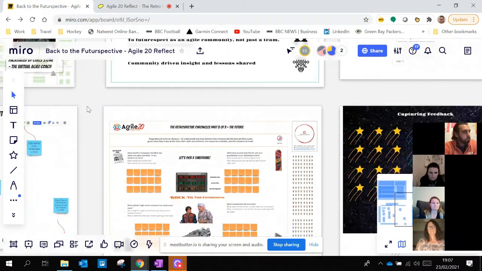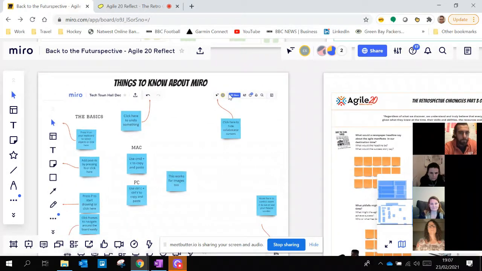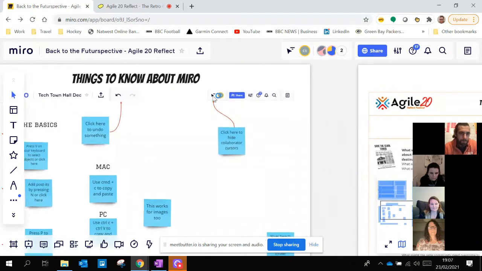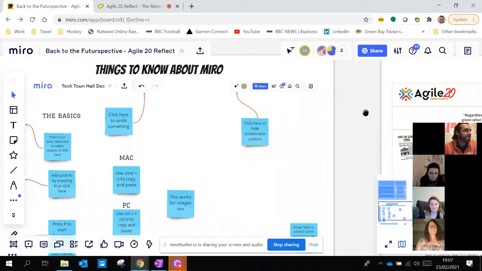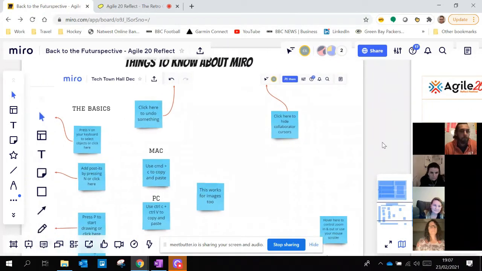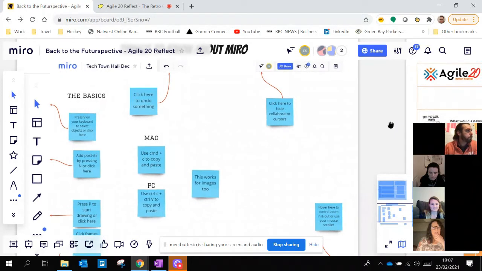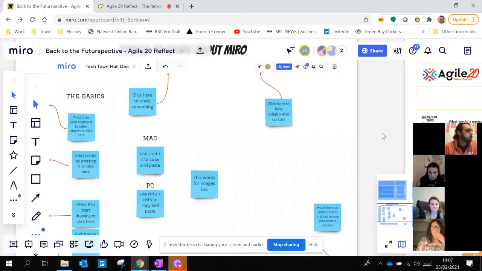Now, for anyone that isn't familiar with Miro, just a couple of details. There's a button at the top of your screen that allows you to hide collaborators' cursors. There's a nice undo button at the top if you do something by mistake. But for the most part, we're going to be using these stickies. To use them, you just need to double click inside one of the virtual post-its, and you can then type, interact, and share. We'll be using a mixture of the stickies and conversation to do our Futurespective today.